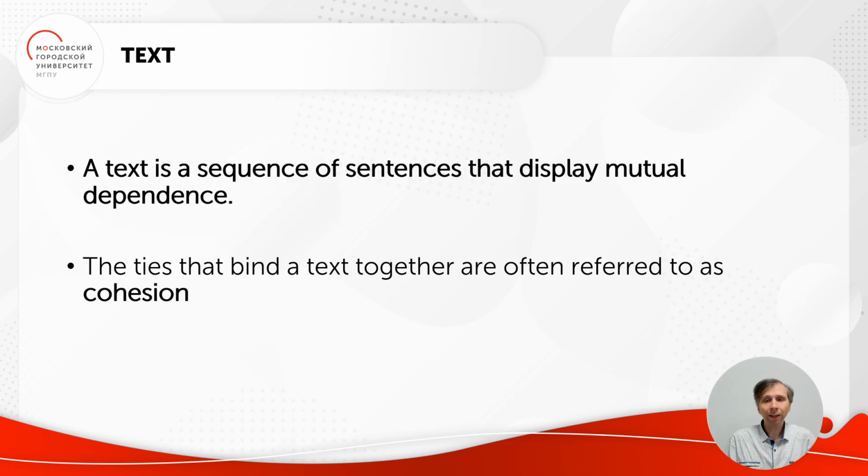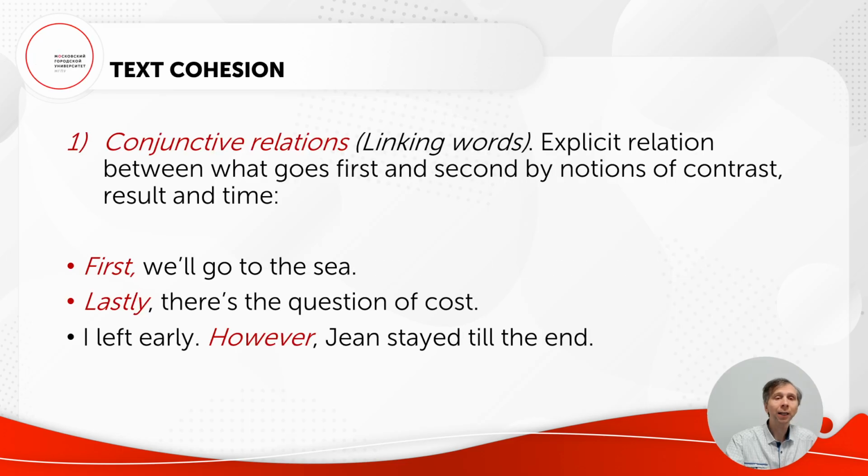So let's look again at this definition, which I gave on the first slide, that a text is a sequence of sentences that display mutual dependence. And the ties that bind a text together are often referred to as cohesion. Cohesion from this Latin root meaning gluing together, cohesive. So let's look at this glue which holds a text together. There are several types of cohesive relations between words. We're going to look at each one of them. So these are the formal elements which hold the text together.